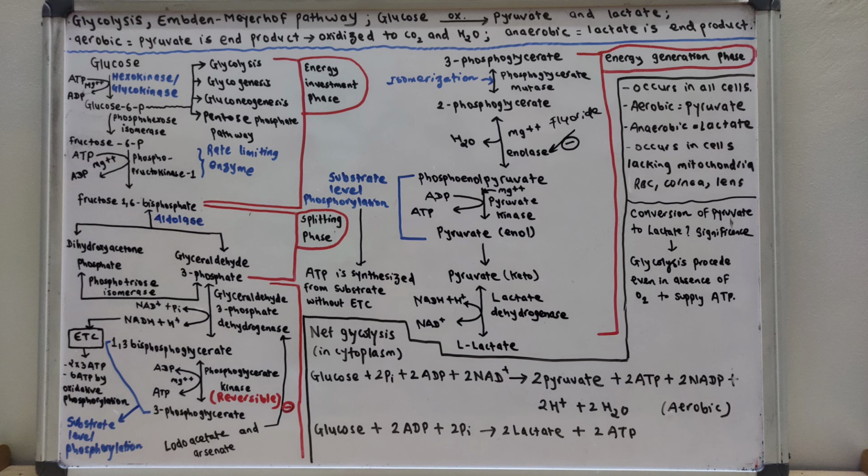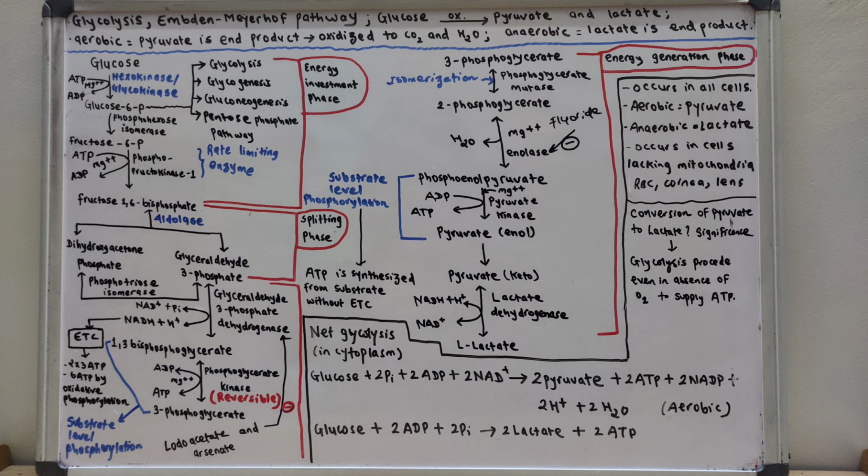The salient features of glycolysis are: glycolysis takes place in all cells of the body. The enzymes of this pathway are present in the cytosolic fraction of the cell. Glycolysis occurs in the absence of oxygen, that is anaerobic condition, or glycolysis can also occur in the presence of oxygen, that is the aerobic condition. You have to know that lactate is the end product under the anaerobic condition. In the aerobic condition, pyruvate is formed and later on the pyruvate is oxidized to carbon dioxide and water.